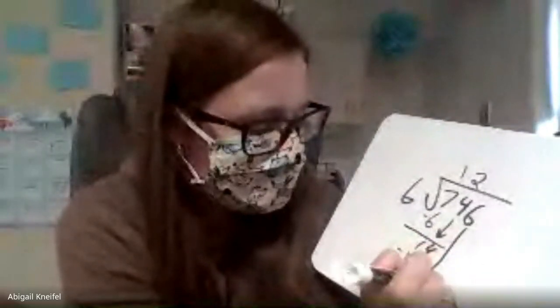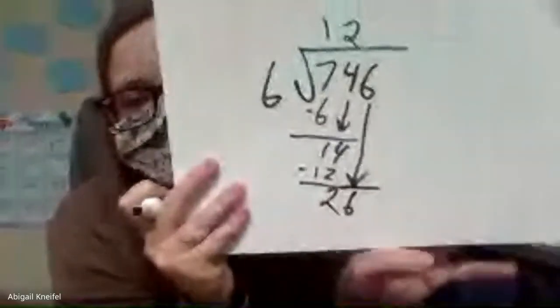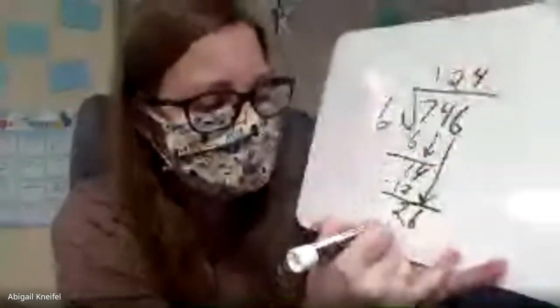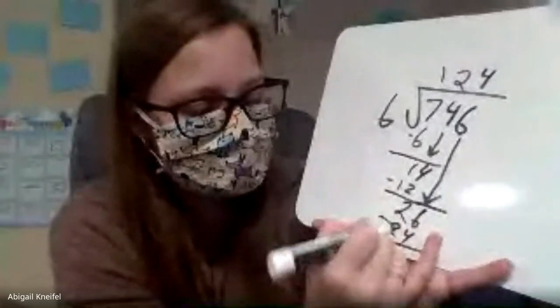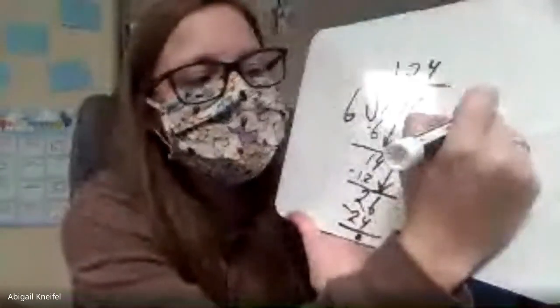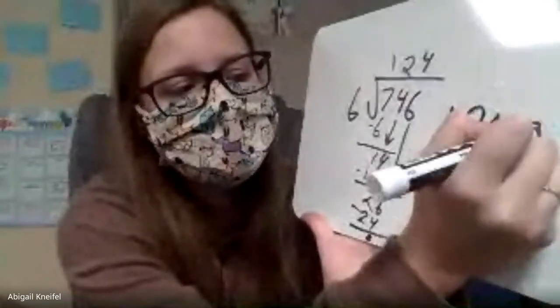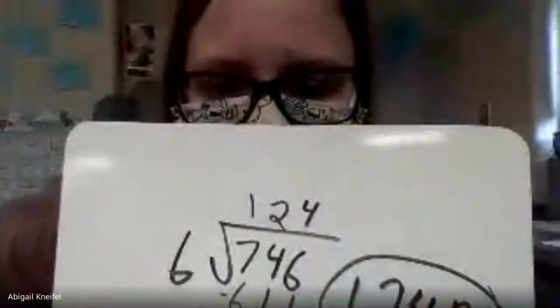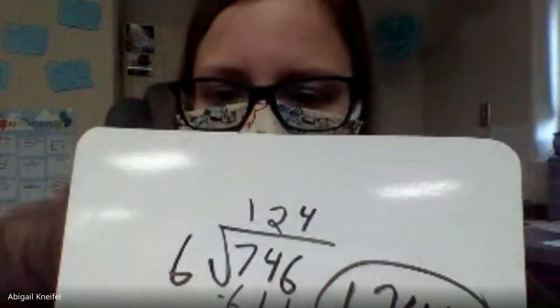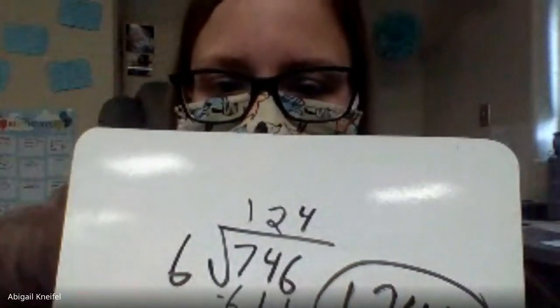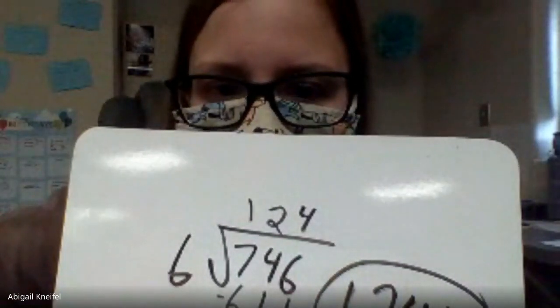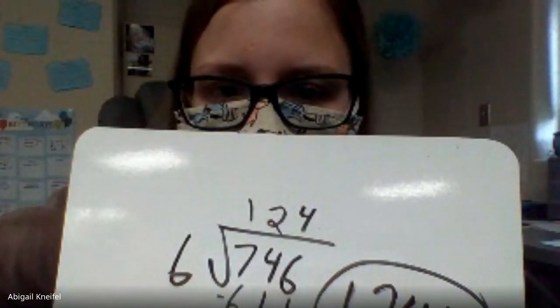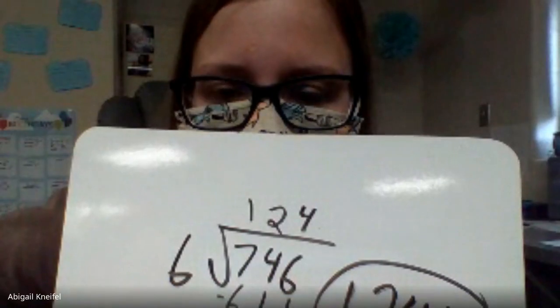Bring down my 6. How many times can 6 go into 26? It can go in 4 times, which is 24. 26 minus 24 equals 2. Your answer should be 124, remainder 2. This should be your answer. Let me see your boards. All right, I'm seeing correct answers.